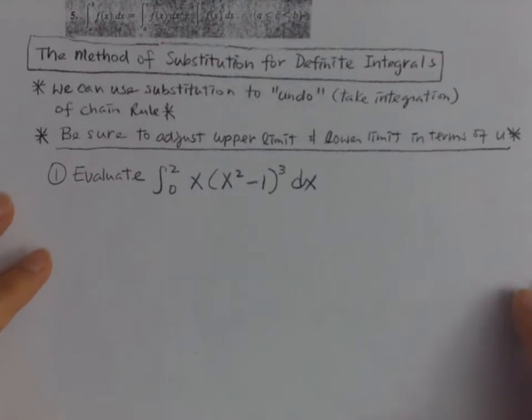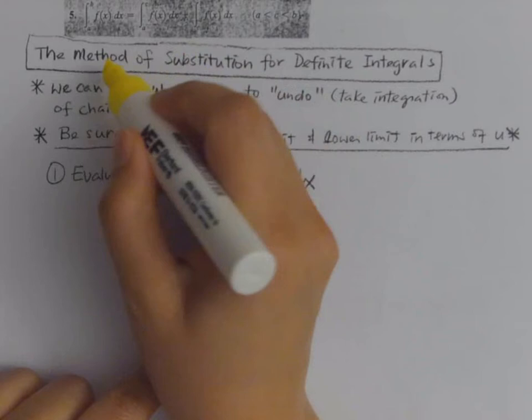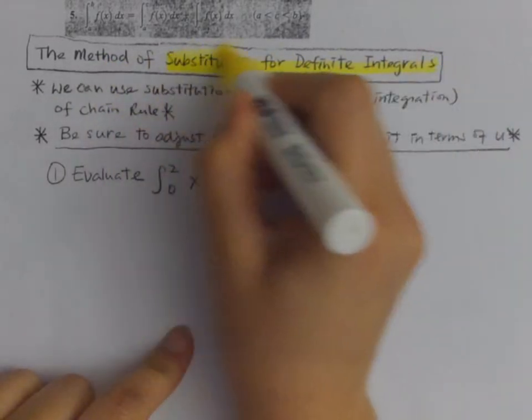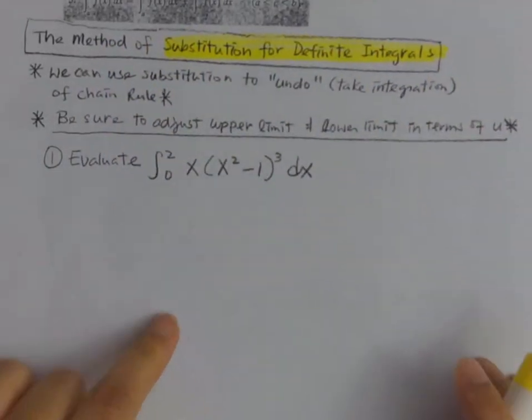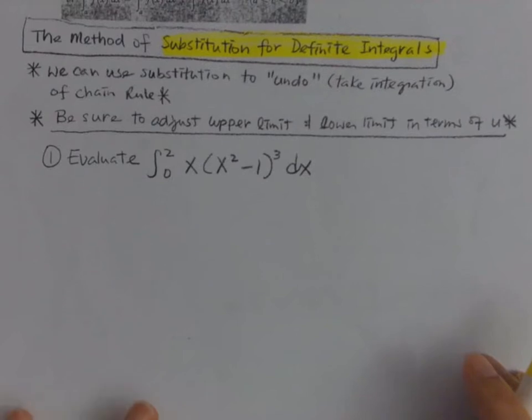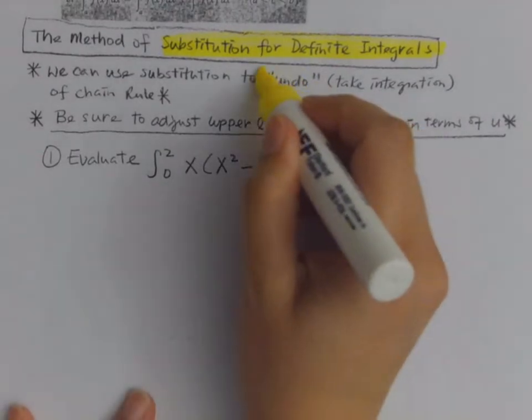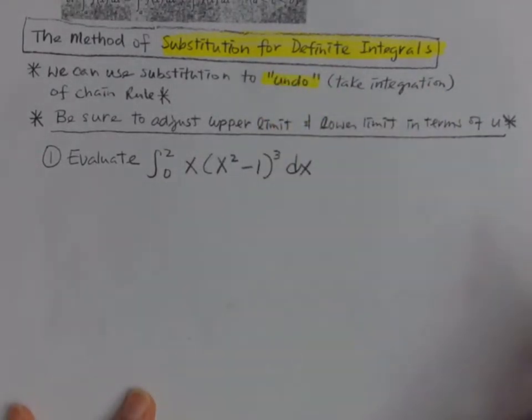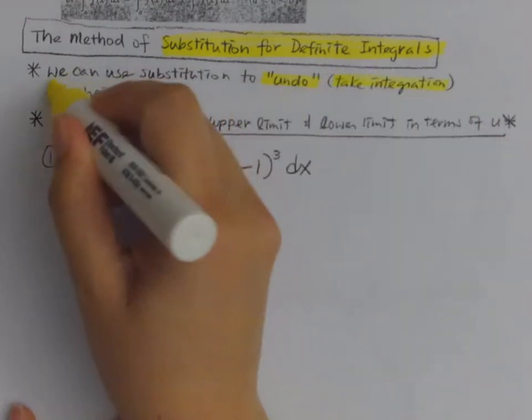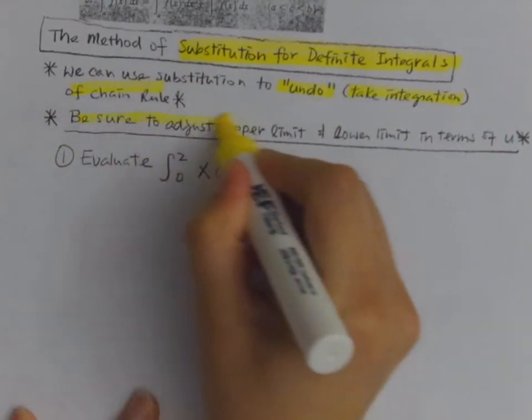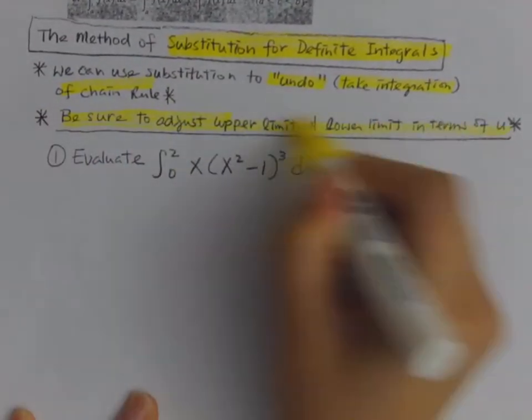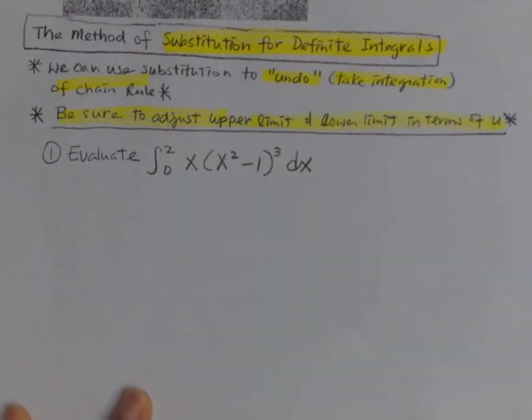So, the method of substitution for definite integrals. We did some substitution before, but it was for indefinite integrals with the C, right? This time we are using the substitution method for definite integrals, so this is a little bit more complex. We can use substitution to undo taking the integral of a chain rule. So be very careful, make sure you adjust the upper and lower limits when you do substitution, okay?